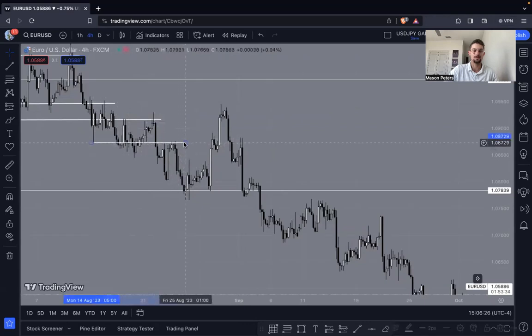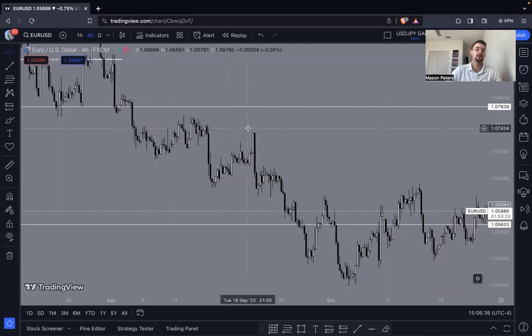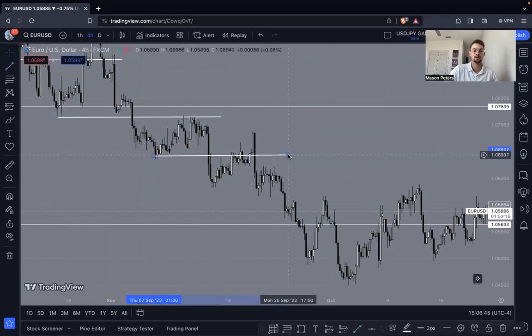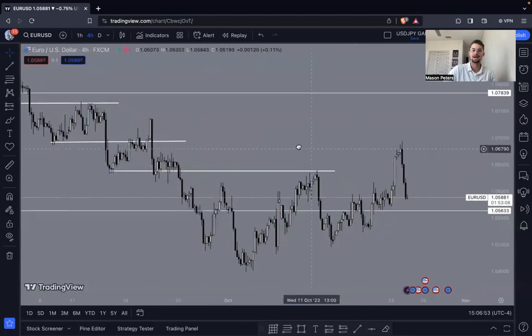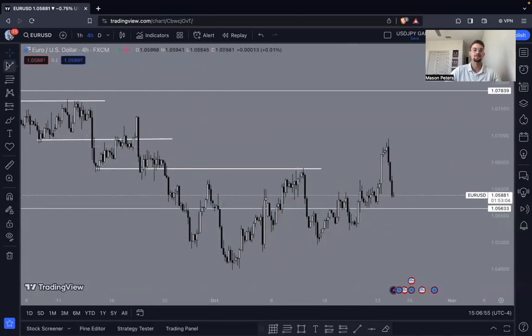That got revisited here. What happened one more time right here? These 4-hour candles wicked it perfectly and traded lower back down to the support. So you can see that it really keeps happening over and over and over again. Support, resistance, support, resistance, support, resistance. See the pattern? See the pattern here?